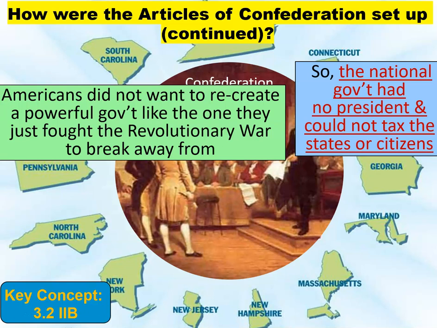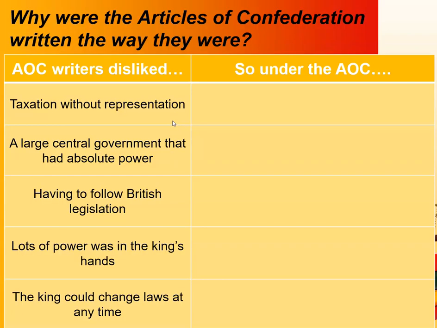Just to review, they didn't want to recreate an extremely powerful government. They had just broken up and were in the middle of fighting a Revolutionary War, so they didn't want another government with too powerful a central authority. When they set this up, they didn't have any president. It was a legislative body only, and they could not tax the states or the citizens. So there was no tax money coming in at all. The only way they could get money was if the states would supply money or troops to create a national military.